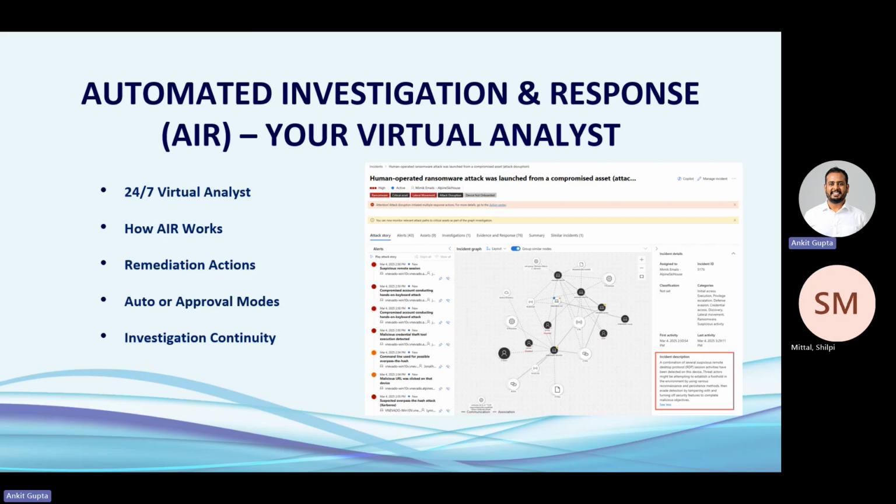AIR investigations are dynamic too. If new alerts surface on the same user or device mid-investigation, AIR links them together, expanding scope just like a human would. The result is dramatically faster response, hours of manual work condensed into minutes. AIR doesn't replace SOC analysts, but it offloads repetitive, well-defined tasks, freeing humans to focus on complex and novel threats.